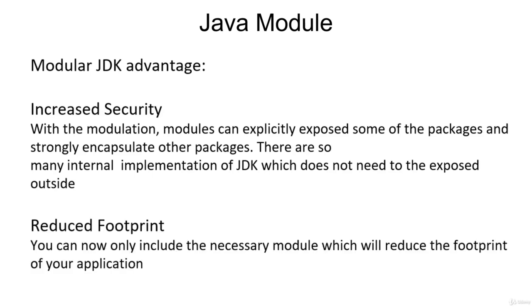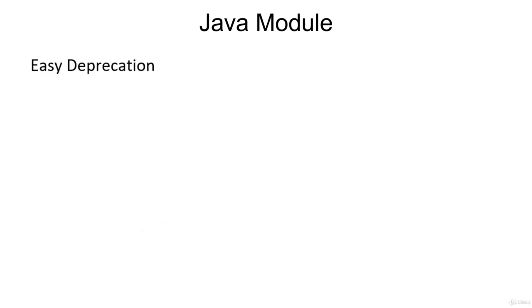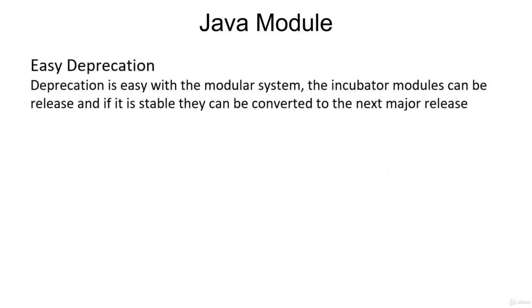Reduce footprint. You can now only include the necessary module which will reduce the footprint of your application. Easy deprecation. Deprecation is easy with the modular system. The incubator module can be released, and if it is stable, they can be converted to the next major release.